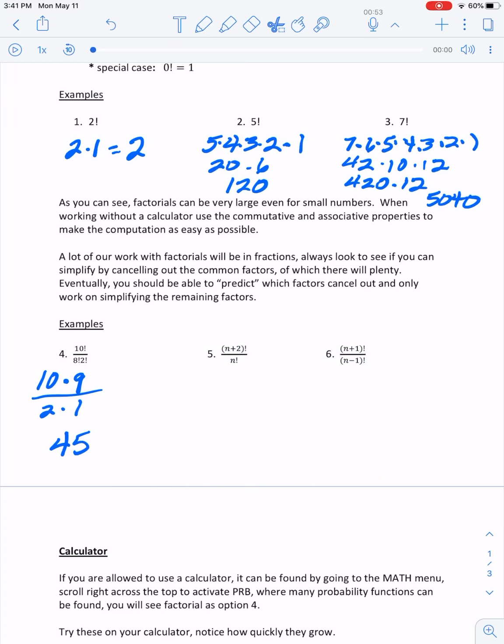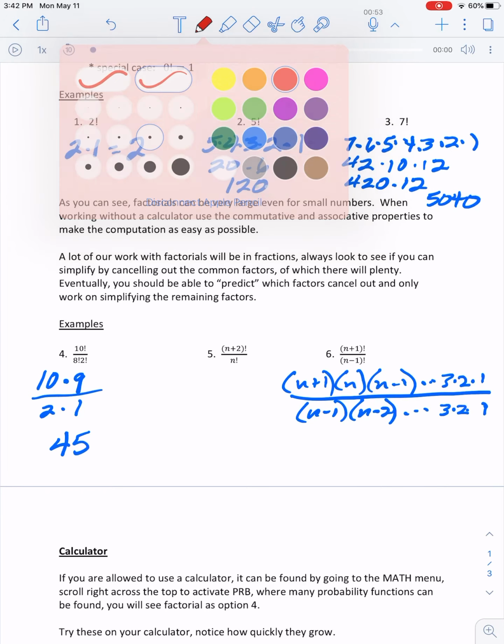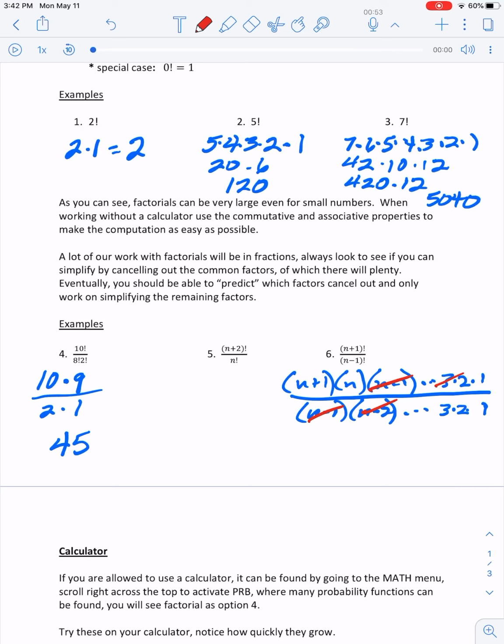Okay, so here's another one, n plus 1 factorial over n minus 1 factorial, so that would be n plus 1 times n times n minus 1 times blah, blah, blah, 3, 2, 1. You could say that's over n minus 1 factorial, n minus 2, blah, blah, blah, 3, 2, 1. And again, you would see that everything from n minus 1 down would cancel out. And you'd be left with n plus 1 times n, which of course is n squared plus n.